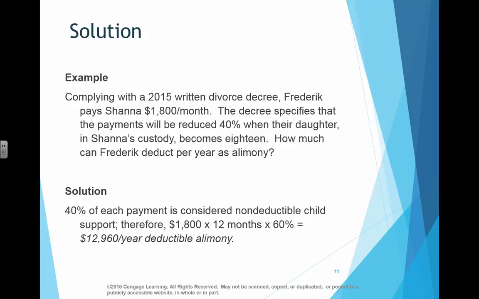One more time. I think it's 12,960, isn't it? Yep, because 1,080 a month is alimony, times 12 months.